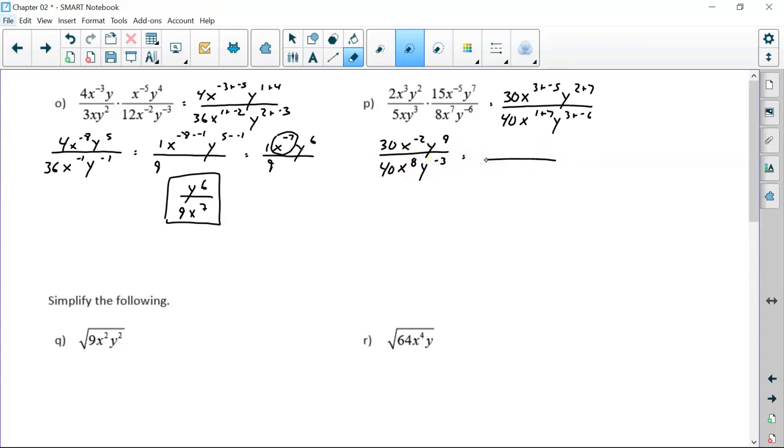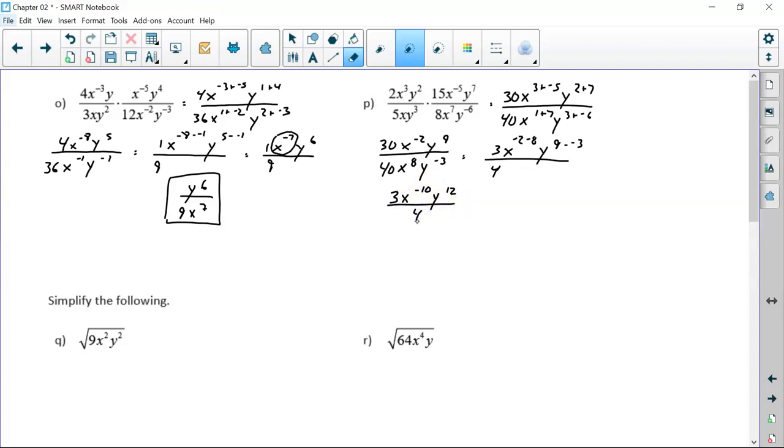Once we get that one fraction, we do our division. 30 over 40 reduces to 3 over 4. For our x's, we subtract the exponent. So x goes on top, and it's -2 minus 8. And for the y's, it's 9 minus -3. Be very careful of your signs. 3, x to the -10th, y to the 12th, over 4.